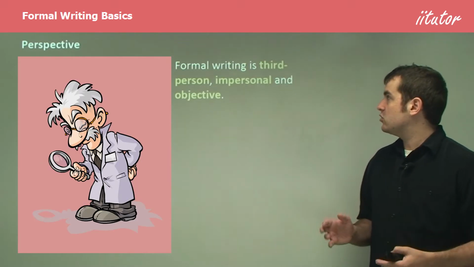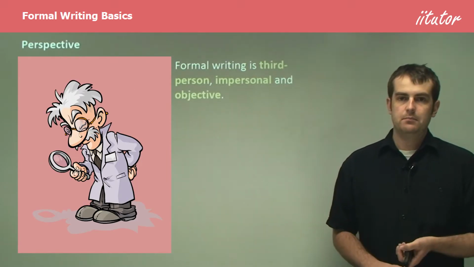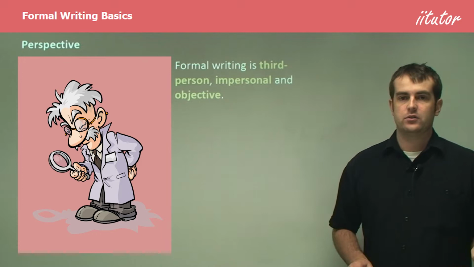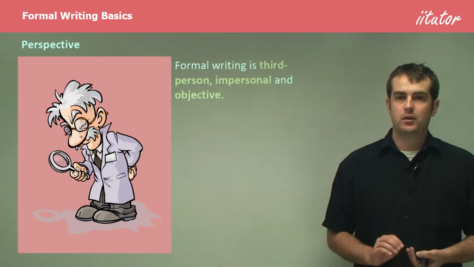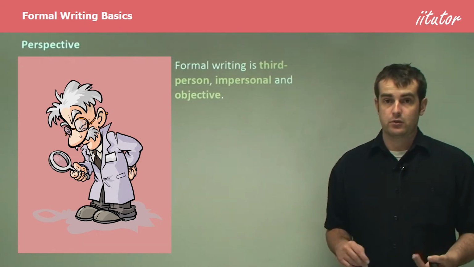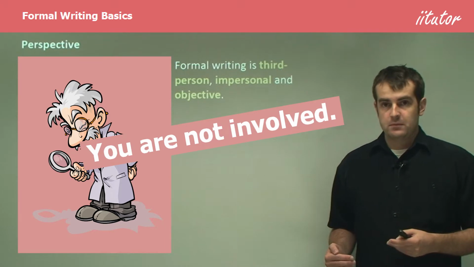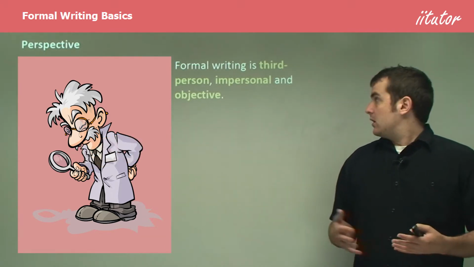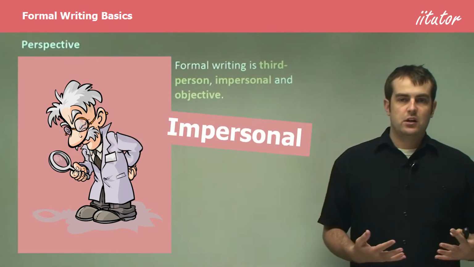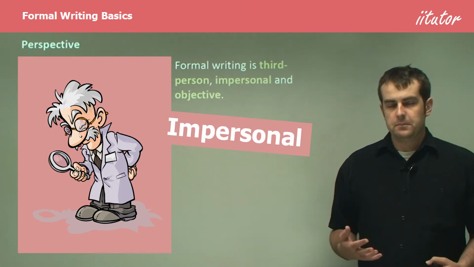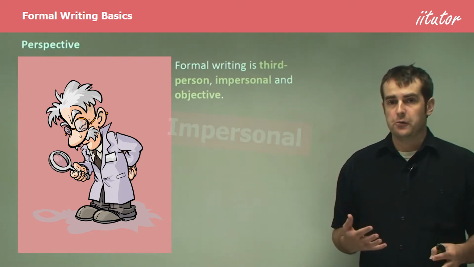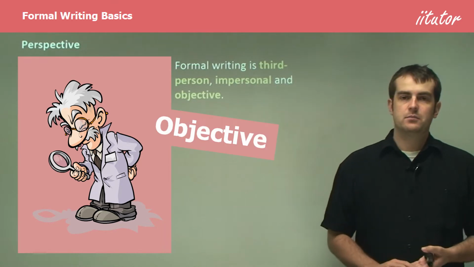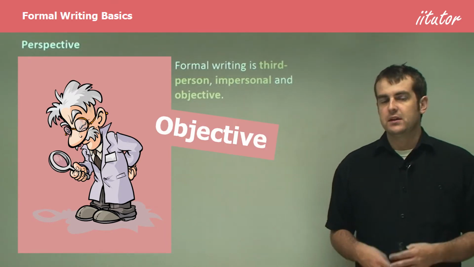Okay, so first of all, we're just going to look at the perspective in which you write. Your perspective should be third person, it should be impersonal, and it should be objective. Now I'll explain all of those terms. Third person you'd probably be familiar with from your narrative writing, which is that you're not involved, which means immediately you're not using the word I. The second thing is it's impersonal, so it's not related to anything to do with you or anyone that you know. And finally, it's objective, which means it should be, technically speaking, free of bias.